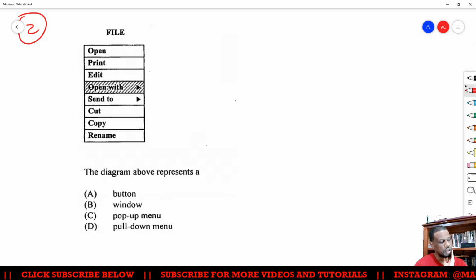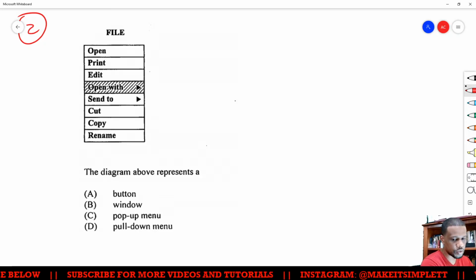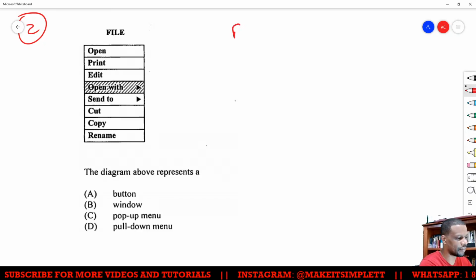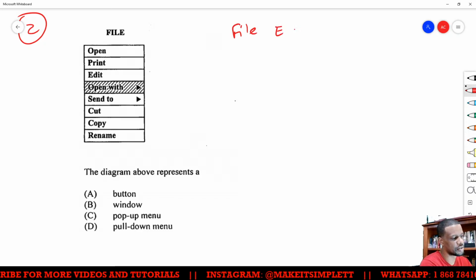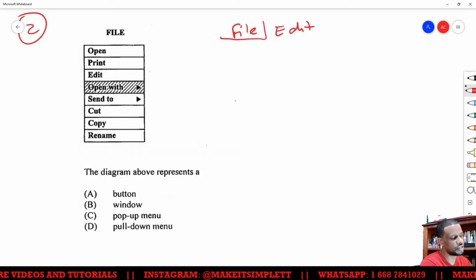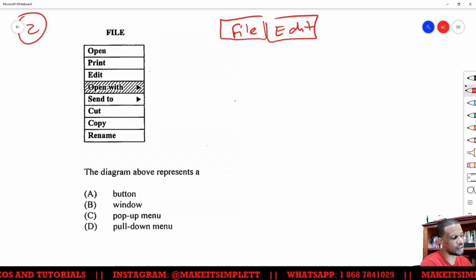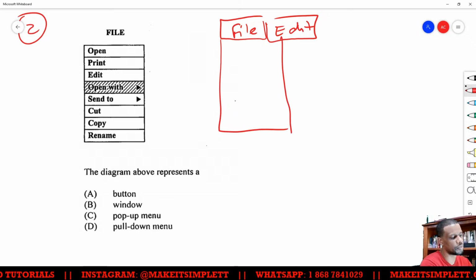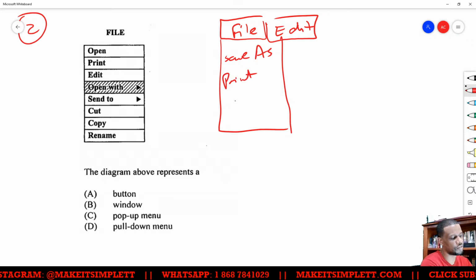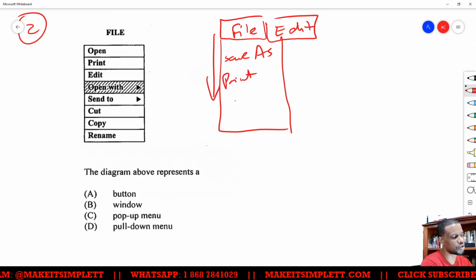But basically, there are 2 types of menus, right? There's the menu on top where you have like file, edit, and they have these little boxes on top, and when you click on them, something else drops down, and you get like save as and print and all that stuff, right? That one is a drop down.